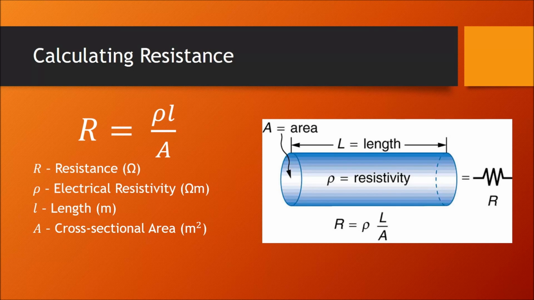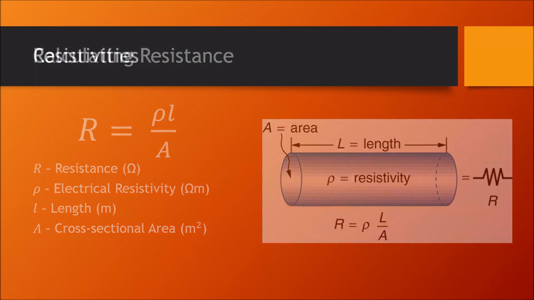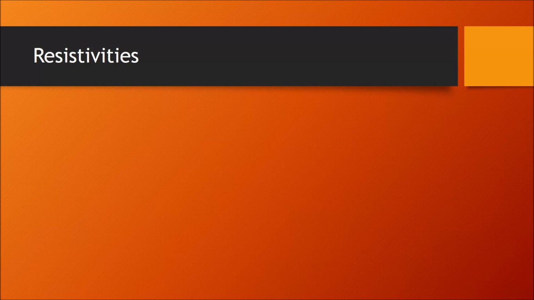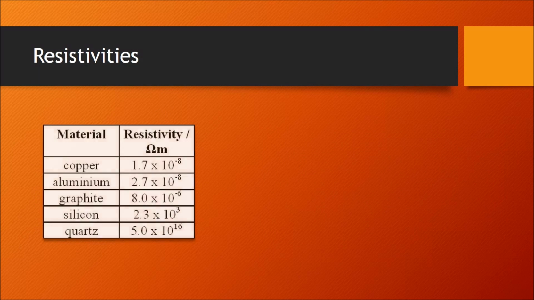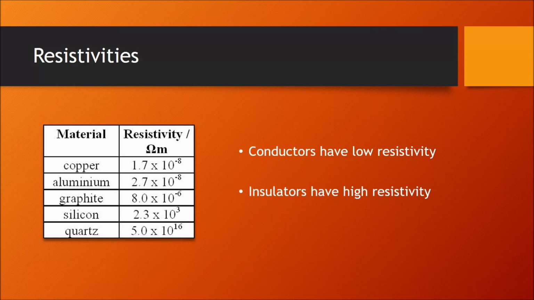So what is electrical resistivity? Well, resistivity is how well a material can conduct electricity, meaning that materials with low resistivities make very good conductors, and materials with high resistivities make very good insulators.